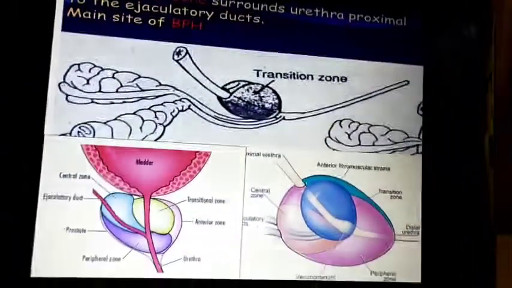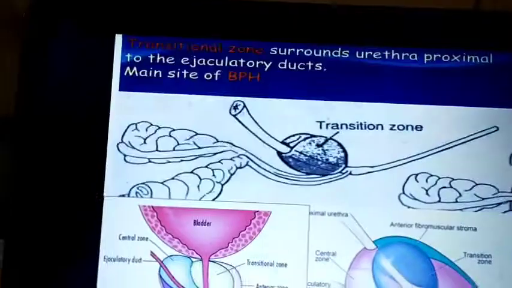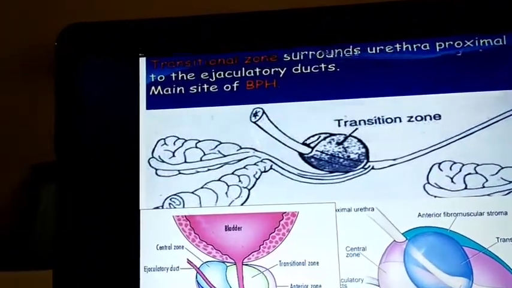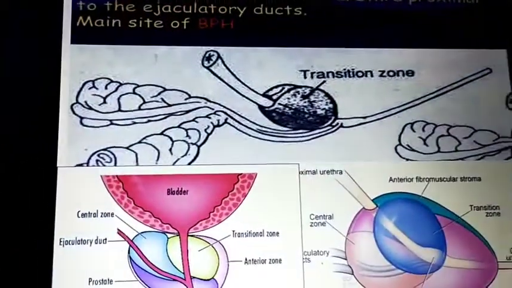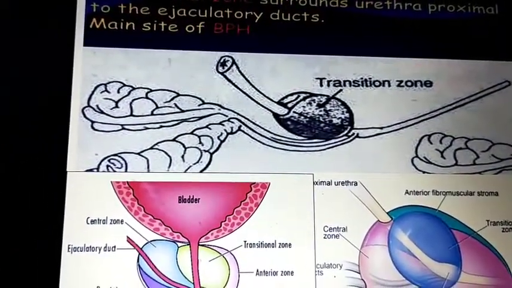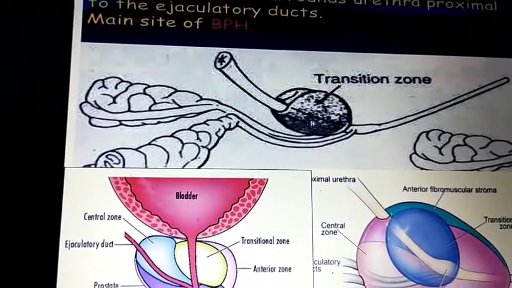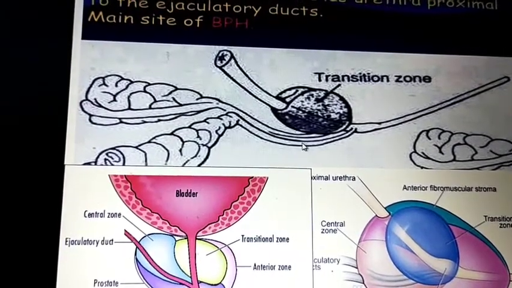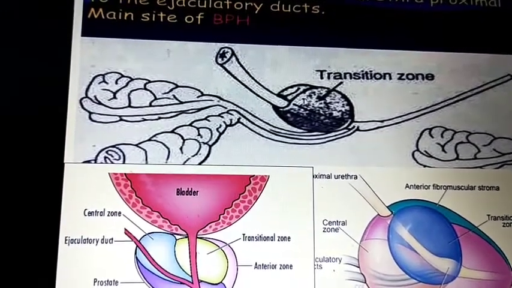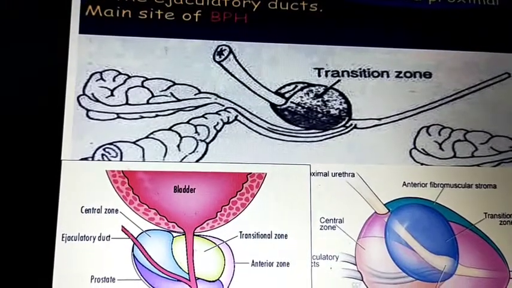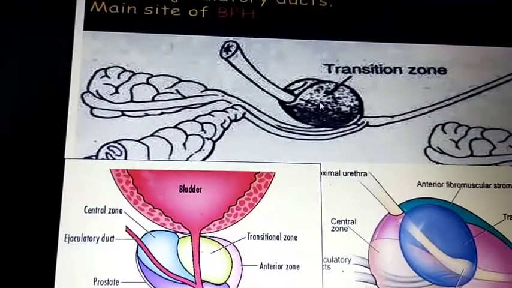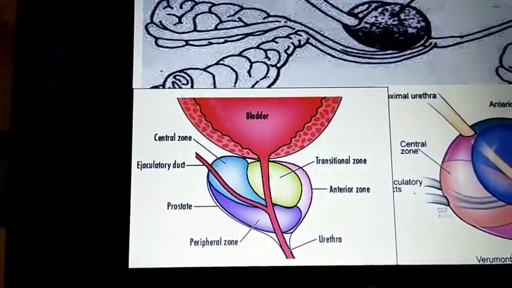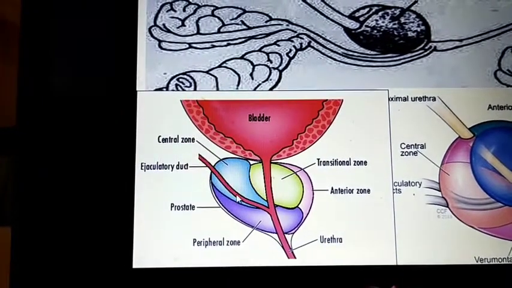Now let's go to the transitional zone. It surrounds the urethra proximal to the ejaculatory ducts. This is the urethra, and it covers the urethra before, or proximal to, the ejaculatory ducts. This is the main site of BPH. BPH means benign prostatic hypertrophy. In this picture, this is the ejaculatory duct.